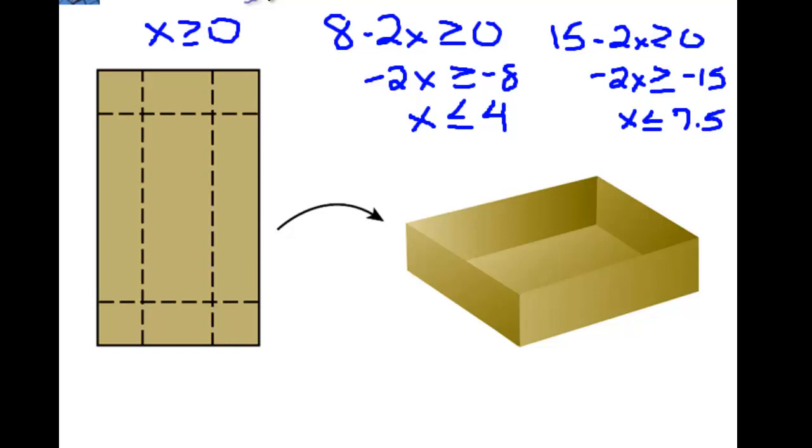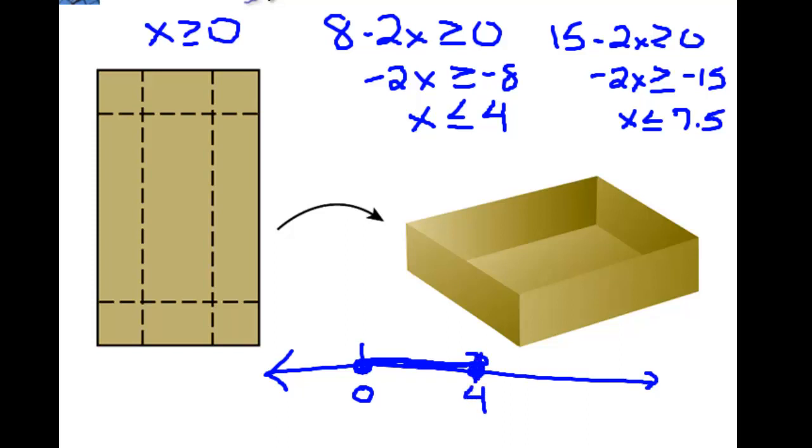So setting up a number line here, I know that I want x to be greater than 0. It's going to go off in that direction. I know that I want it to be less than 4. It can include 4. And less than 7.5. Well, it has to be less than 4, so anything between 4 and 7.5 doesn't work. So the domain of this is going to be 0 to 4, with the 0 and the 4 both giving the volume of 0 for the box. But anything in between will give us a volume for the box.